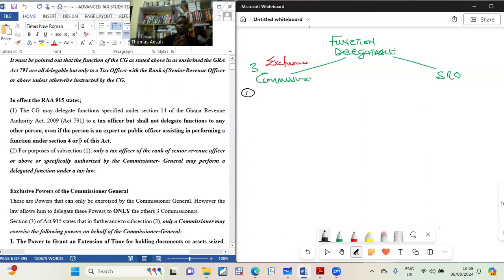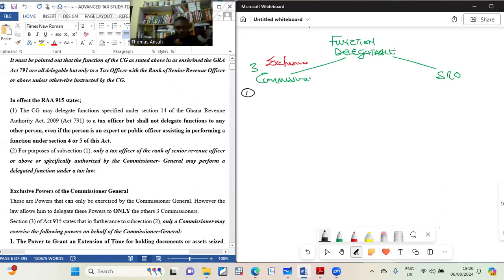Now watch this. According to the position of the law in section 14 of Act 791, the Commissioner General may delegate functions specified under section 14 of the Ghana Revenue Authority Act to tax officers, but shall not delegate functions to any other person, even if the person is an expert or a public officer assisting him in his performance. So there is a limit to his delegation. For the purpose of section 14, subsection 2 says only a tax officer of the rank of a senior revenue officer or above.